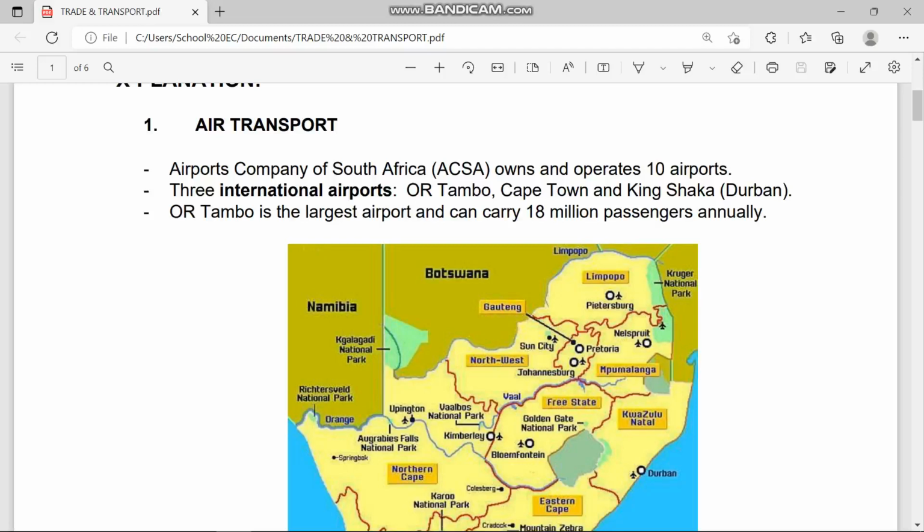OR Tambo is the largest airport and carries 18 million passengers annually. So OR Tambo is said to be the largest airport here in South Africa. This basically means that OR Tambo is the busiest flight center, the busiest airport. People who want to go to China will go to OR Tambo. Even if you're from Eastern Cape, you go straight to OR Tambo to take a flight to China.